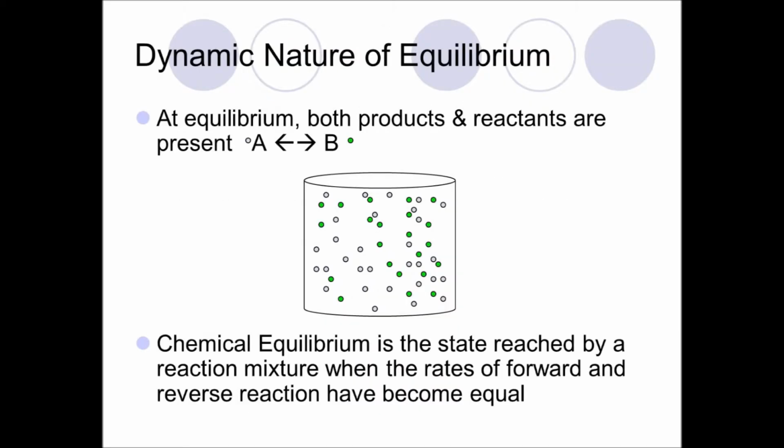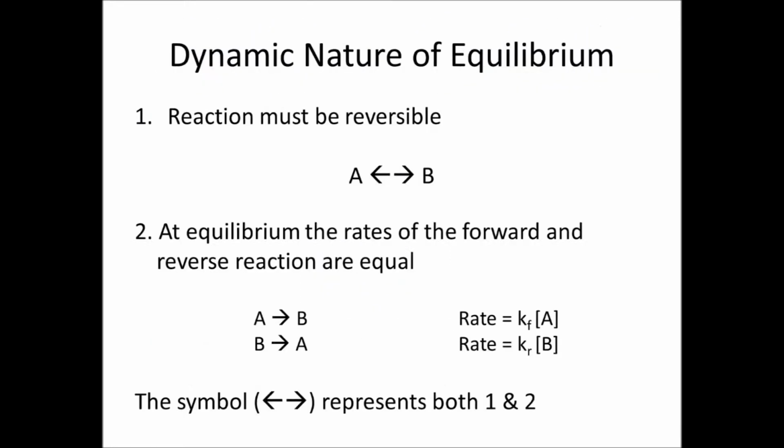At equilibrium, both products and reactants are present. Chemical equilibrium is the state reached by a reaction mixture when the rates of the forward and reverse reaction have become equal. For an equilibrium to be established, two conditions must be met. First, the reaction must be reversible, and second, the rates of the forward and the reverse reaction are equal. We can write rate equations for first-order reactions. In equilibrium, we use a double arrow to represent the idea that the reaction can go both ways.